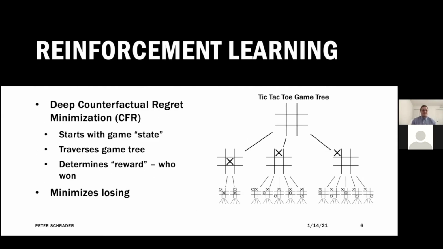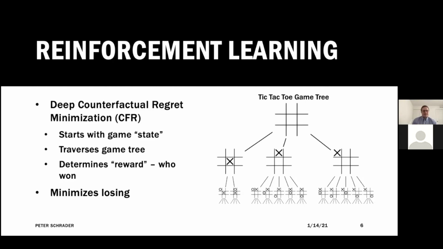This led to an opportunity for machine learning to improve on the strategy. Specifically, the algorithm I used was deep counterfactual regret minimization, which is a form of reinforcement learning. Reinforcement learning is an algorithm that tries to maximize a reward based on strategies. For deep counterfactual regret minimization, the key is regret minimization. It's trying to minimize losing. The way that works is it starts with a game state, which is all of the cards in play plus the player moves, and then based on that state, it traverses a game tree.